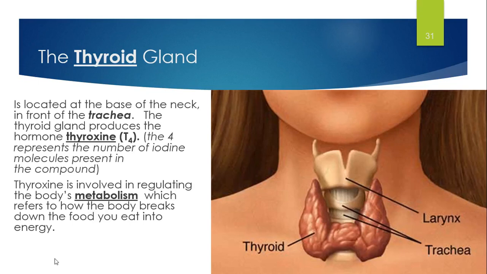Now, the thyroid gland, its main hormone that it produces is a hormone called thyroxine. Now, thyroxine is abbreviated as T4, and the 4 stands for the number of iodine molecules present in the hormone. All right, this is the only place in the body that predominantly uses this micronutrient. Now, what does thyroxine do? It regulates your body's metabolism.